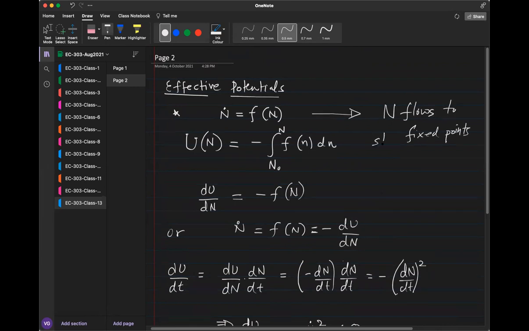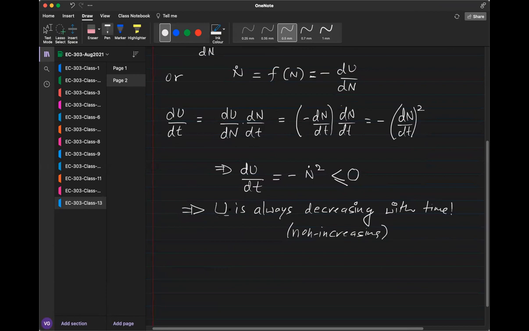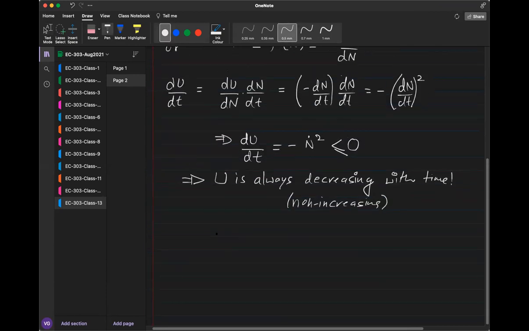In fact, stable fixed points. By the way, stable fixed points are the same as equilibrium. So let me just use the same terminology. Flows to stable equilibrium. So n is basically going towards stable equilibrium. What is this telling us? U is always decreasing with time. Can we make some connection between the two?